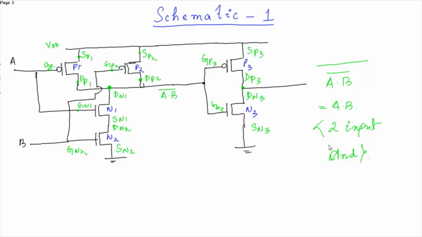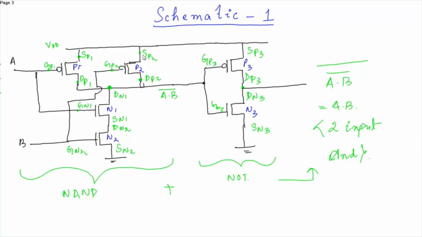Okay, so now this is our NAND, this is our NOT. So this NAND and NOT will give a 2 input AND.